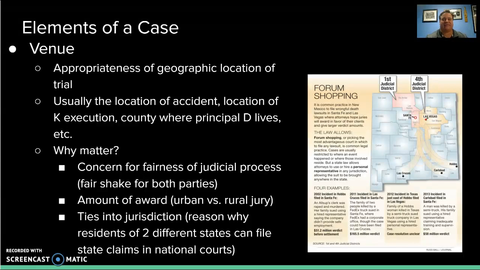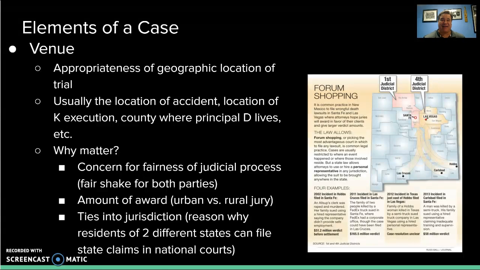So location of the accident, location of a contract execution, that this is where an alleged voidable contract or voided contract was entered into, that might be the location. The county where the principal defendant lives could be the location of the venue. Usually it's wherever the plaintiff files the lawsuit is the venue of the case, unless the defendant files a motion to change venue, to transfer venue from one place to another.